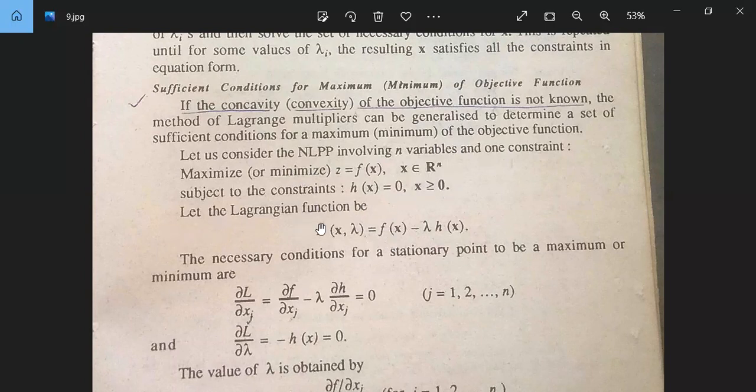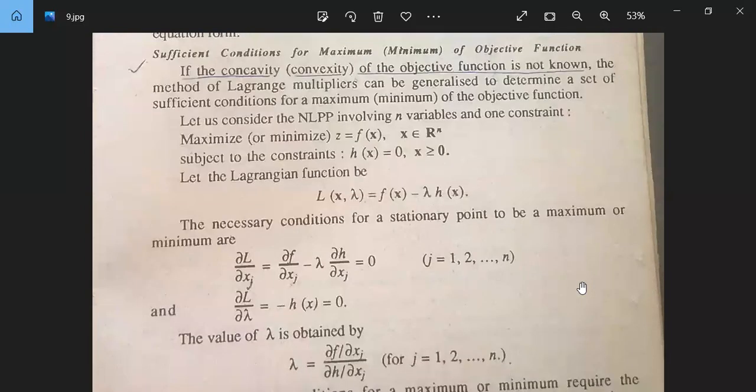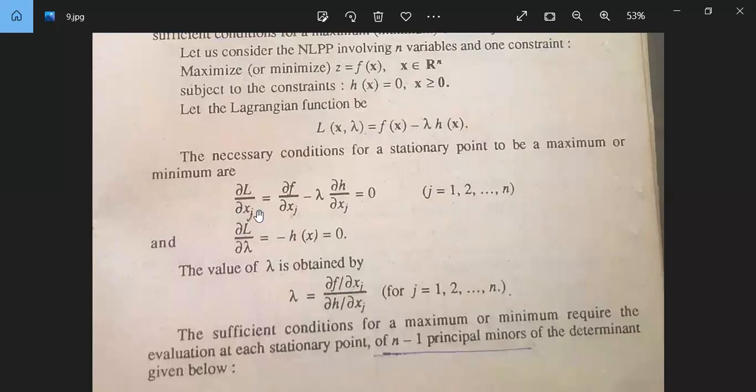Let the Lagrangian function be L(x, lambda) हो जाएगा f(x) minus lambda h(x), and the necessary conditions for a stationary point to be maximum minimum क्या होगा? del L by del xj is equal to 0 means del f by del xj minus lambda del h by del xj equal to 0, and del L by del lambda is 0 means minus h(x) equal to 0. j is varying from 1 to n. The value of lambda is obtained by यहाँ से lambda की वैल्यू क्या हो जाएगी? del f by del xj divided by del h by del xj, और j is equal to 1 to n.